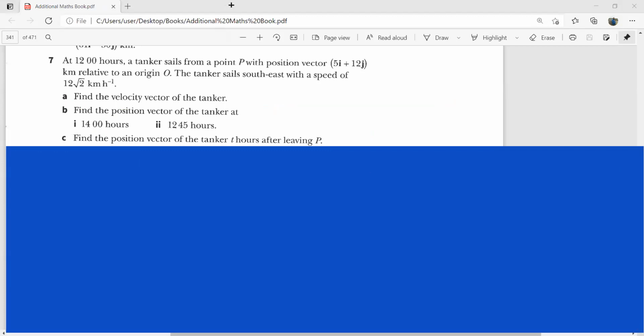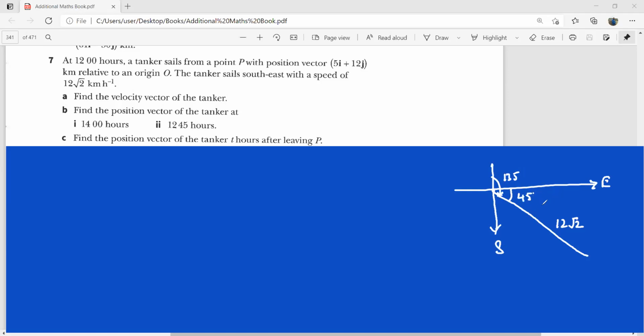Okay children, it says at 1200 hours, a tanker sails from a point P with position vector this. Now, can I say that the tanker is going in this direction here? Its magnitude is 12 under root 2. And this angle over here, because I know that southeast is a bearing of 135 degrees. By the way, there is a playlist on the bearings as well. We have covered that here. So this is 135 degrees, Hannah. That is southeast. This is your east here. This is your south here. So this angle is 45 degrees.